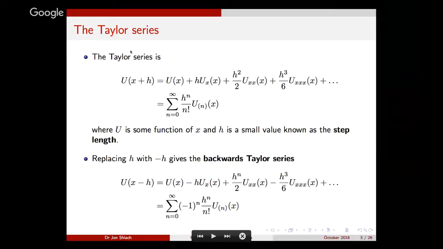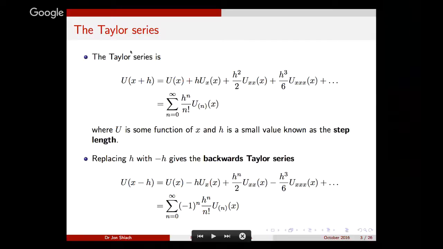Well, if we replace h with minus h, we go backwards along our domain, and we have what's called a backwards Taylor series. It's very similar to the forward Taylor series, except where you've got h, we replace it with minus h. Now, when we've got an even power of h, an even power of a negative is a positive. So our sign for any even power is positive. So with the backwards Taylor series, you end up with plus, minus, etc.